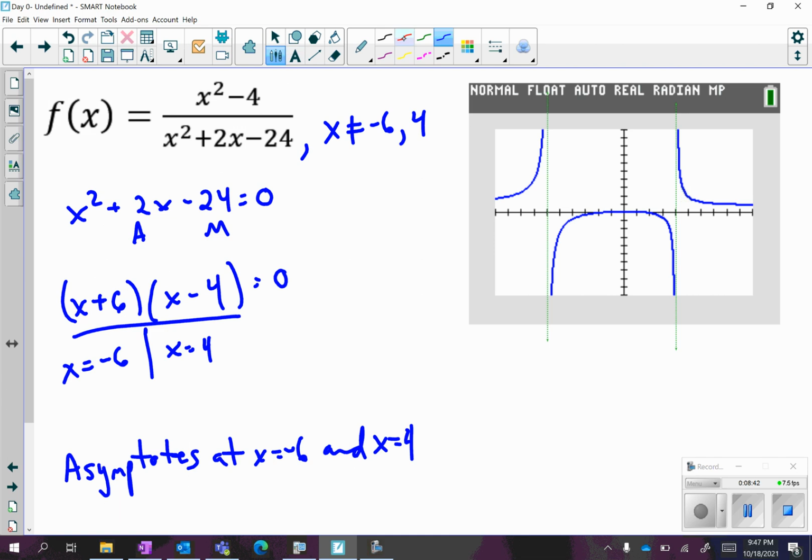Those asymptotes are happening at x equals -6, and they're happening at x equals 4. And look how the graph gets super close to it, but it's not actually touching it. It just gets close forever and ever and ever. So the asymptote is just a barrier your graph can't actually touch.